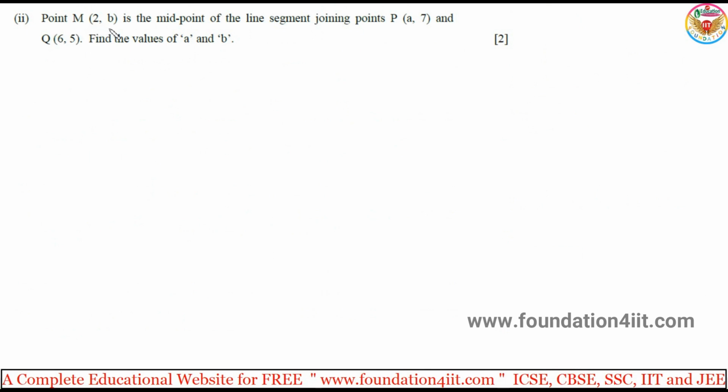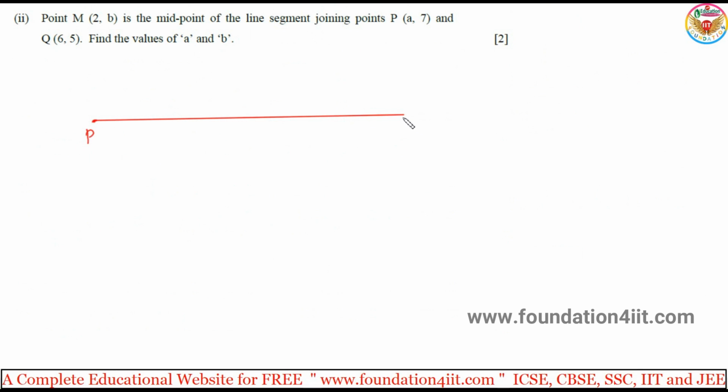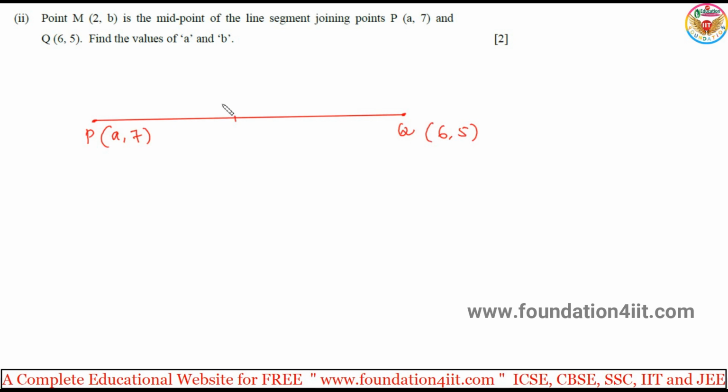Point M, 2 comma B, is the midpoint of the line segment. Midpoint of the line segment. So let these be the points P and Q. P is A comma 7 and Q is 6 comma 5. M is the midpoint, that is 2 comma B. Find the value of A and B.